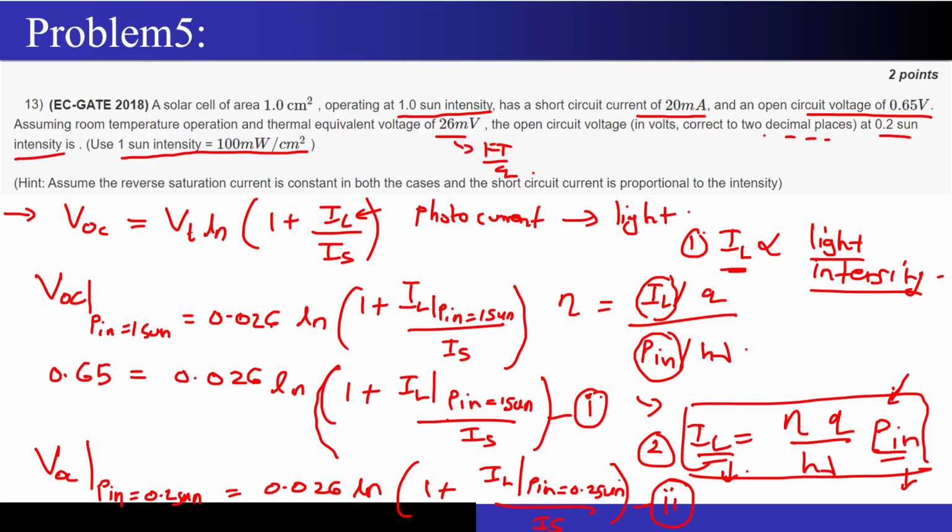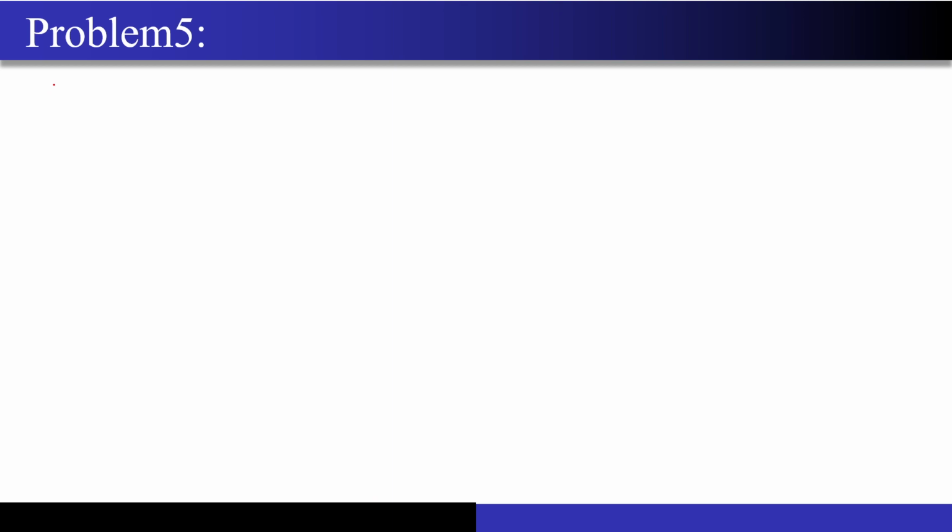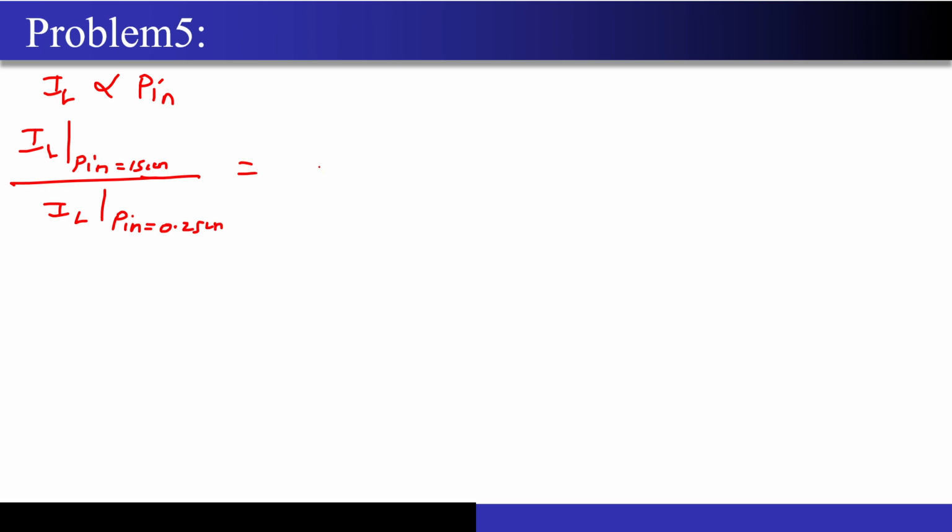Correct? Now to solve equation number 2, I have to see how I can relate this term which I am highlighting with this particular term over here. Correct? So now I will do one thing. Since I know that IL is proportional to P in, IL at 1 sun intensity divided by IL when input power was around 0.2 sun intensity will be nothing but 1 upon 0.2. This will be equal to 5.